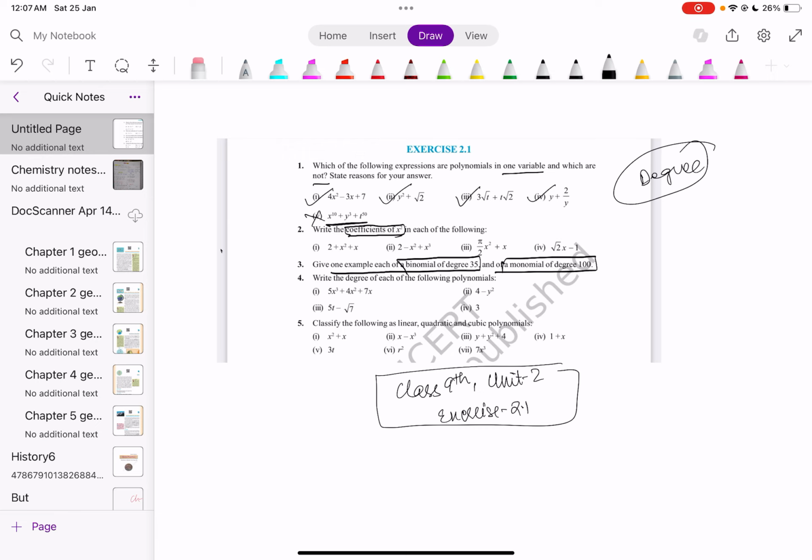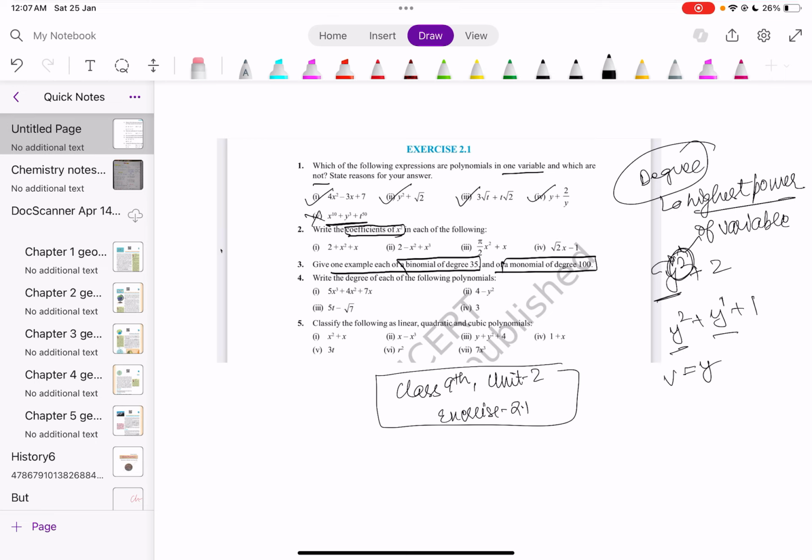Degree is nothing else but simply the highest power, highest power in the sense of variable. Suppose we have a term, say y square plus 2. Here our variable is y and its highest power is 2. If it was y square plus y plus 1, here the variable is y, and y has two powers, 1 and 2, and the highest is 2, so degree is 2. So that's how we find it out.